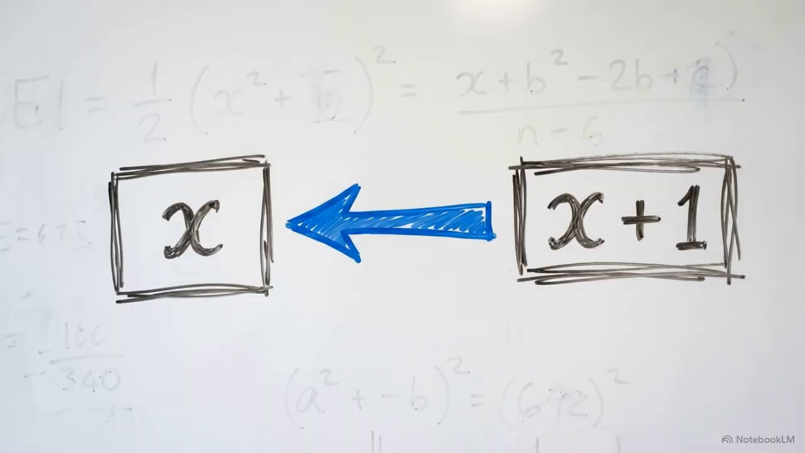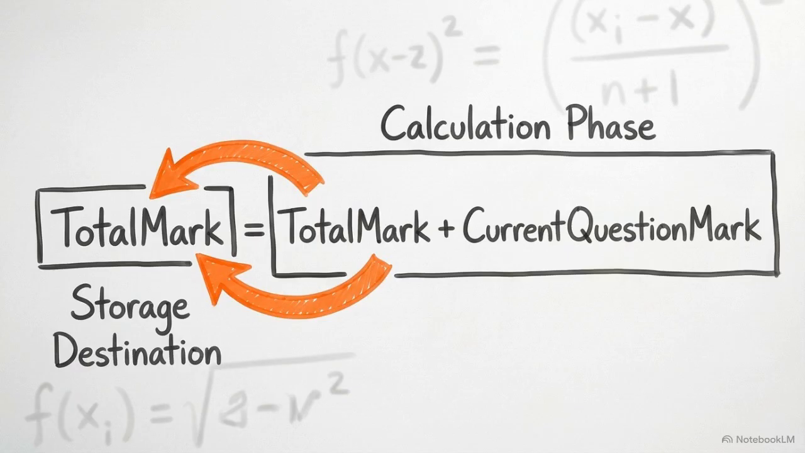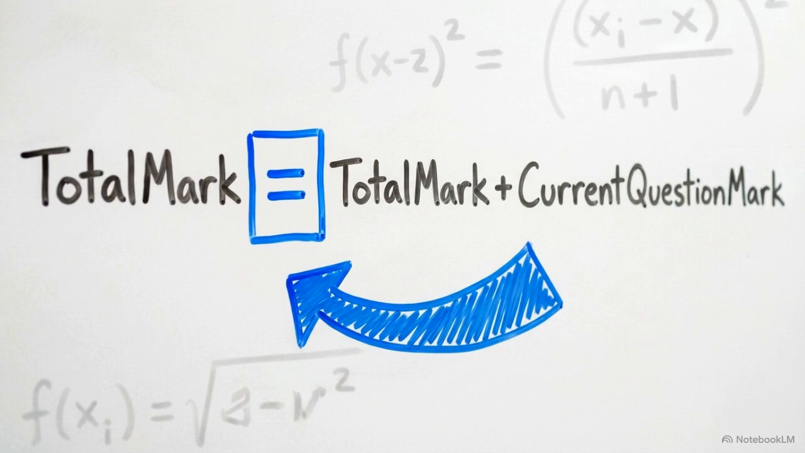The mechanical engine driving both totaling and counting is an operation known as self-referential assignment. Look at this memory diagram showing the conceptual formula for adding a mark to a total score. The system evaluates the calculation on the right and then pushes the new result into the memory box designated on the left. In algebra, an equal sign states that two sides are equivalent. In programming, it acts as a directional flow command, instructing the computer to overwrite existing memory.